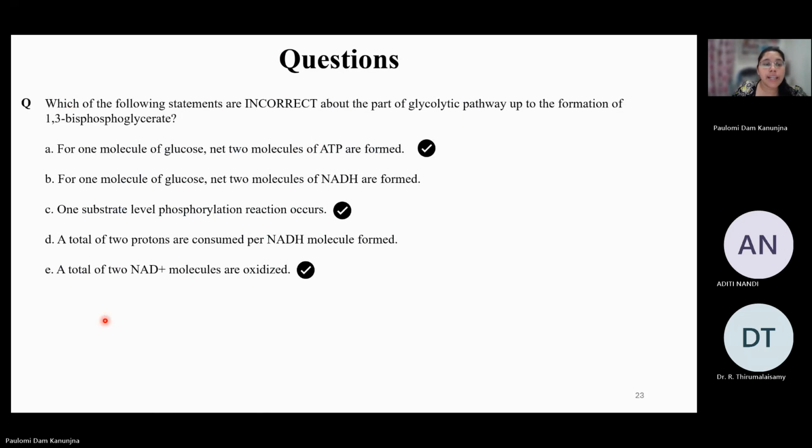Okay. Next, a total of 2 protons are consumed per NADH molecule formed. That's correct, because you have 2 molecules being used. And the last one says that 2 molecules of NAD plus is oxidized. If this statement is correct, then that statement is wrong, because NAD plus is reduced to form NADH. So that's why D and B both are correct. Okay.